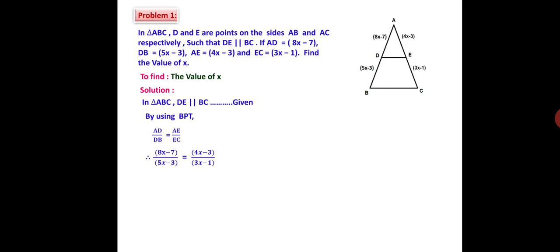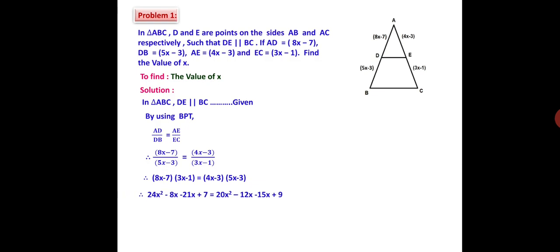That is, AD's value is 8x minus 7 divided by DB's value 5x minus 3, which will be equal to AE's value 4x minus 3 and EC having the value 3x minus 1. Now we will cross multiply. What you get is 8x minus 7 in one bracket, 3x minus 1 in the second bracket, will be equal to, in one bracket 4x minus 3 into another bracket 5x minus 3.